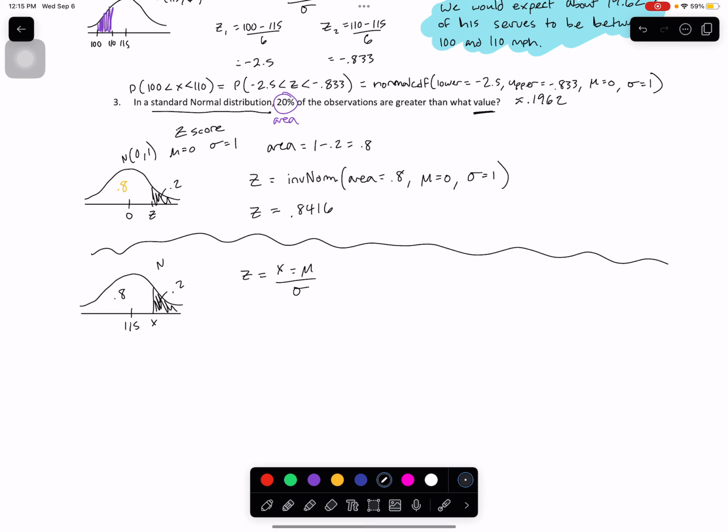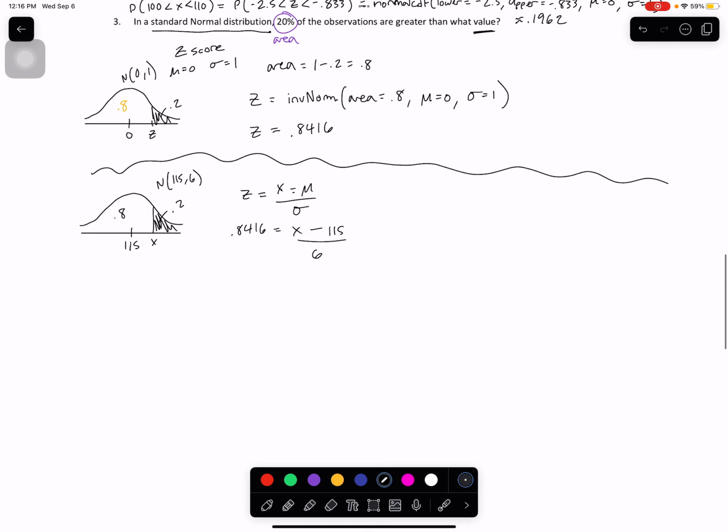Don't forget to label your normal curves. I'm already forgetting to do it. Please don't do that. So my z-score is 0.8416. We don't know our value, but we do know that our mean is 115, and we know our standard deviation is 6. So then I just solve for x. I'll multiply both sides by 6. And so when I do that, you should get about 5.0497. And then I, of course, will add 115 to both sides, and you get 120.0497 as your value.